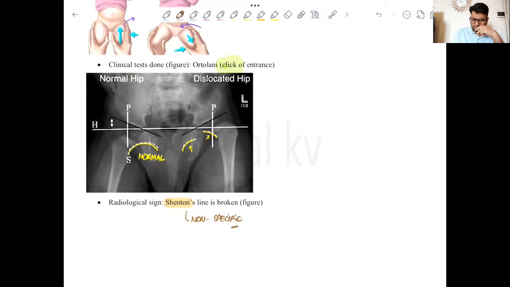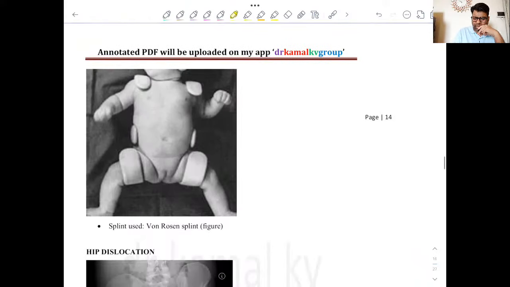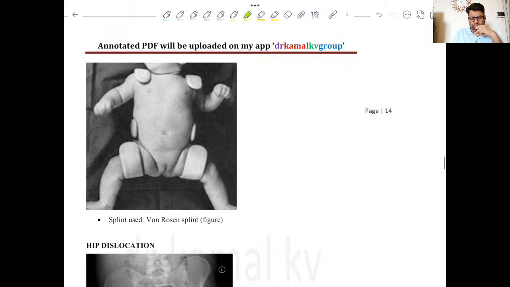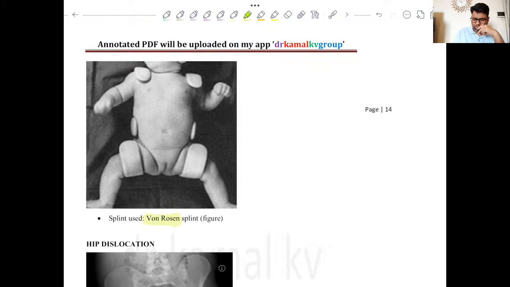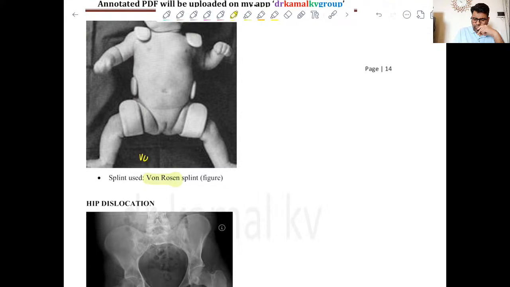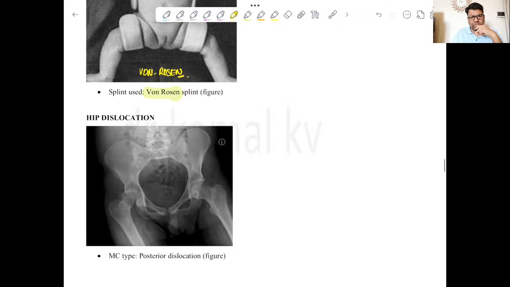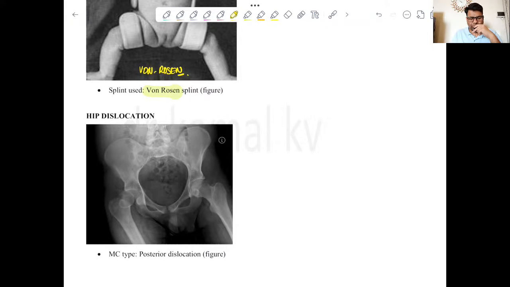DDH. What we can see here is that the femoral head epiphysis will lie in the upper outer quadrant of a line which is Perkin's line and Hilgenreiner's line, right? So outside this, but normally it should be under this. And for maintaining that position of the head of femur within the acetabulum, we can use a von Rosen splint. So this is the von Rosen splint for developmental dysplasia of hip. The previous terminology was congenital dislocation of hip, that we don't use nowadays.